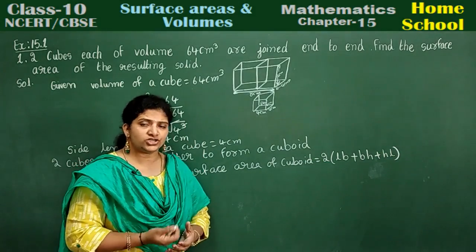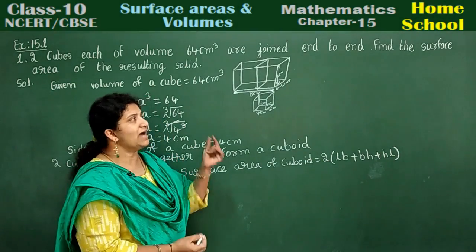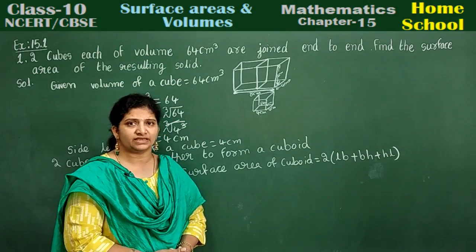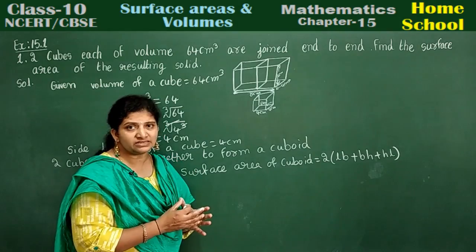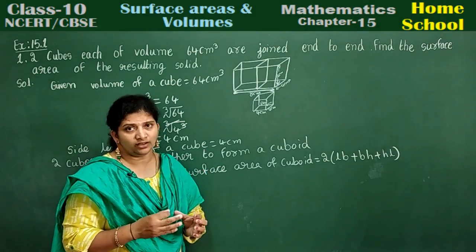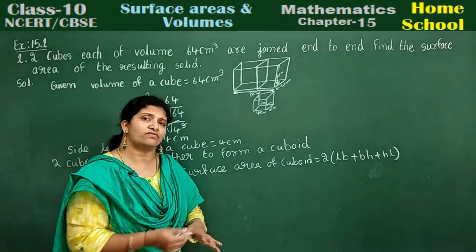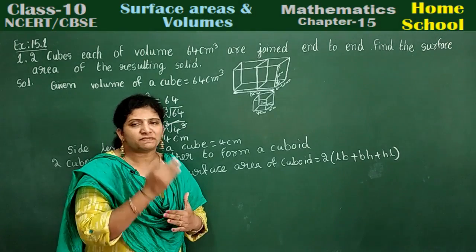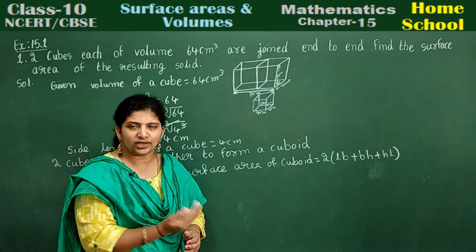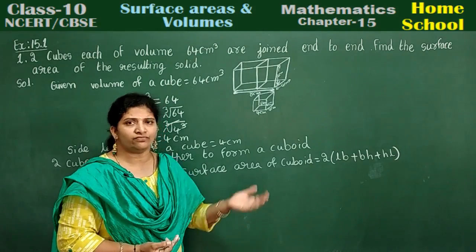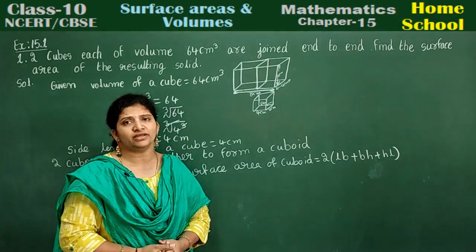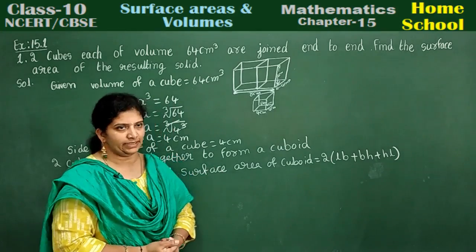So, children, you may get a doubt. They asked only surface area. Why we are finding total surface area? They asked us that two solids join to form a new solid. Find the surface area of the solid. They did not specify only lateral surface area. Okay, if they ask only lateral surface area, we would have found lateral surface area. The resulting cuboid area means total surface area.